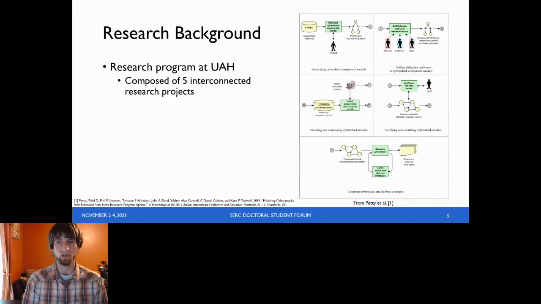So we're looking at combining attacks such as SQL injection and cross-site scripting, where an attacker may run multiple attacks to compromise the system. The fourth is verifying and validating the models that we've created. And the fifth is using machine learning to analyze different defense and attacker strategies within the models.